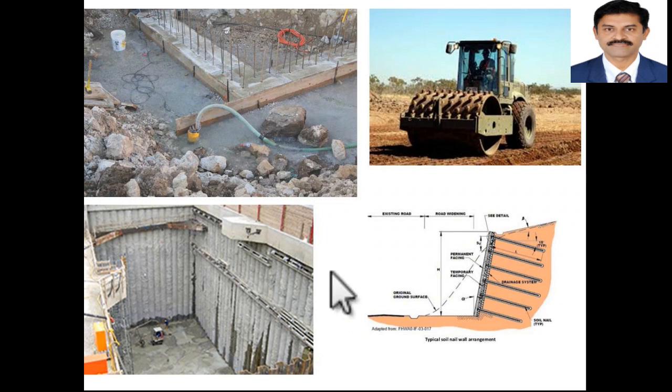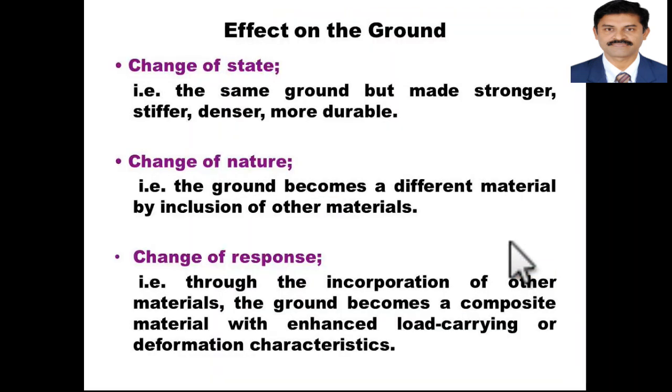These photographs show the waterlogged excavation, foundation excavation areas. There is a collapse of soil here. This machinery is called sheep foot roller. It is used for compaction of clay soils. This one is schematic of the soil nailed structure. So, ground improvement technique has an effect on ground. It may change the state of the soil, it may change the nature of the ground, it may change the response of the ground. The engineer must know all these things.